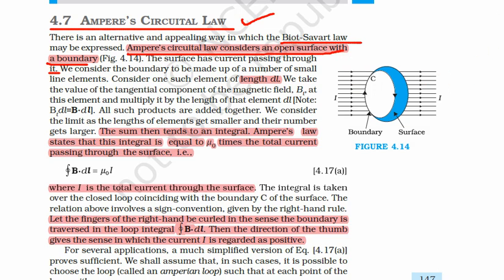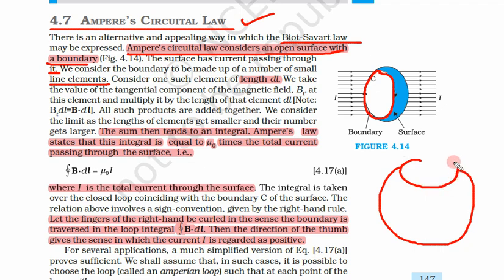Now we can consider the boundary to be made of a number of small line elements. So let us see the boundary of this surface. This is a pot, and this is the boundary of the pot, and current is going through this surface.